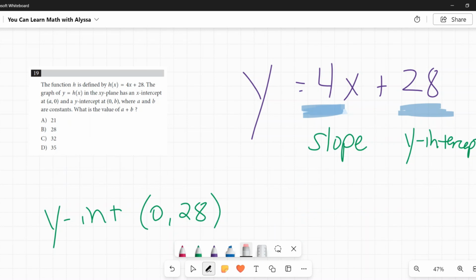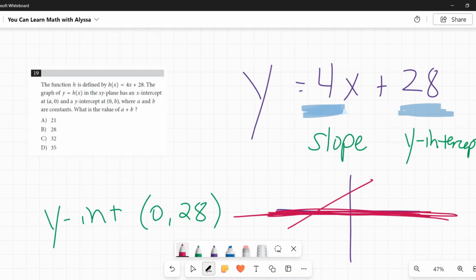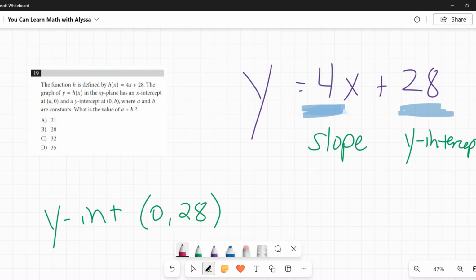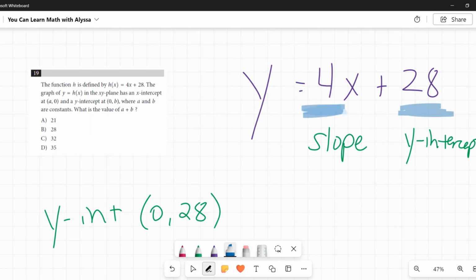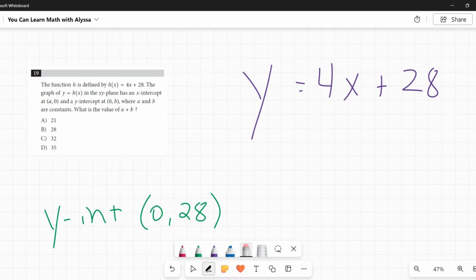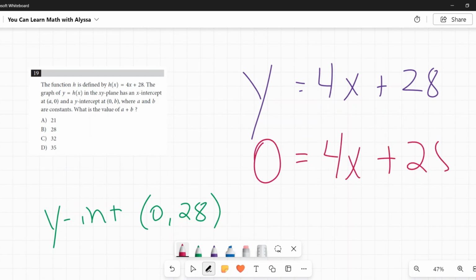Now we need to know what the x-intercept is. Well, to find the x-intercept of something, it's where that line or function crosses the x-axis. What's true at that point? What is the y value? Anywhere that it crosses the x-axis, y is 0. So to find the x-intercept, you're going to plug in a 0 for y and then solve for x. So let me erase that little slope and y-intercept bit. Okay, so I'm going to plug a 0 in for y, since at the x-intercept y is 0.